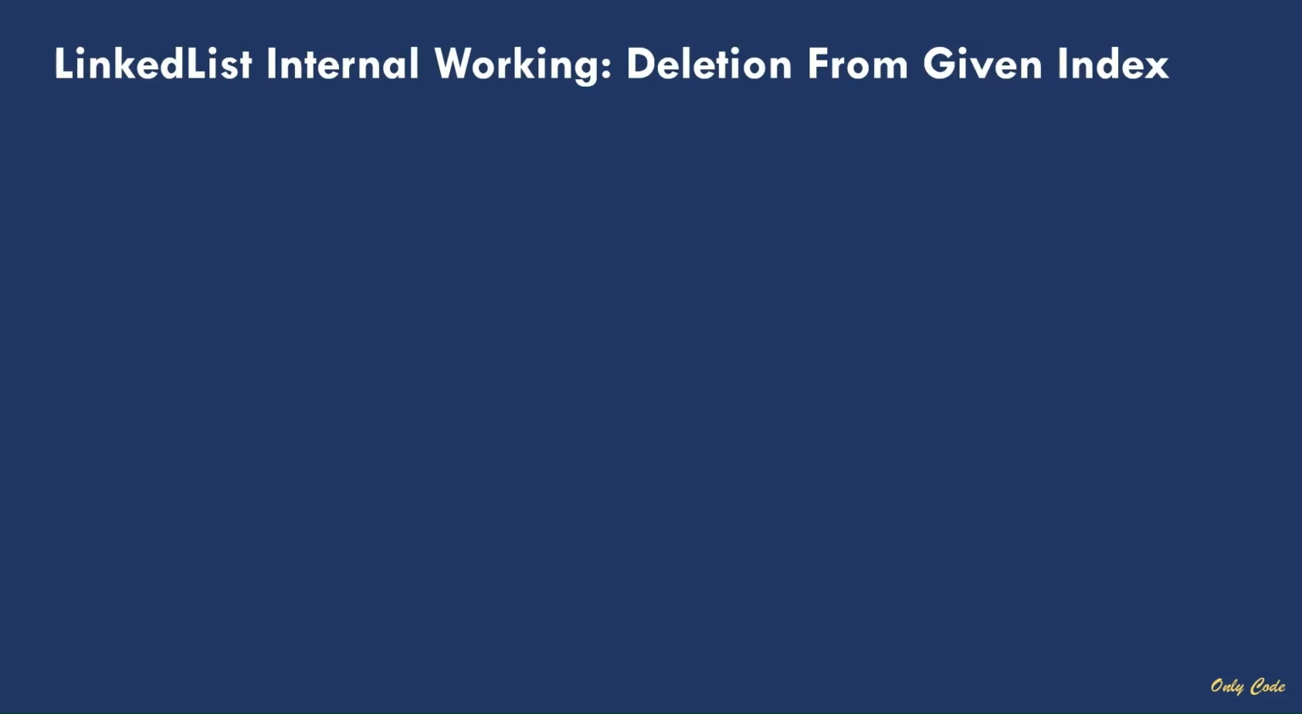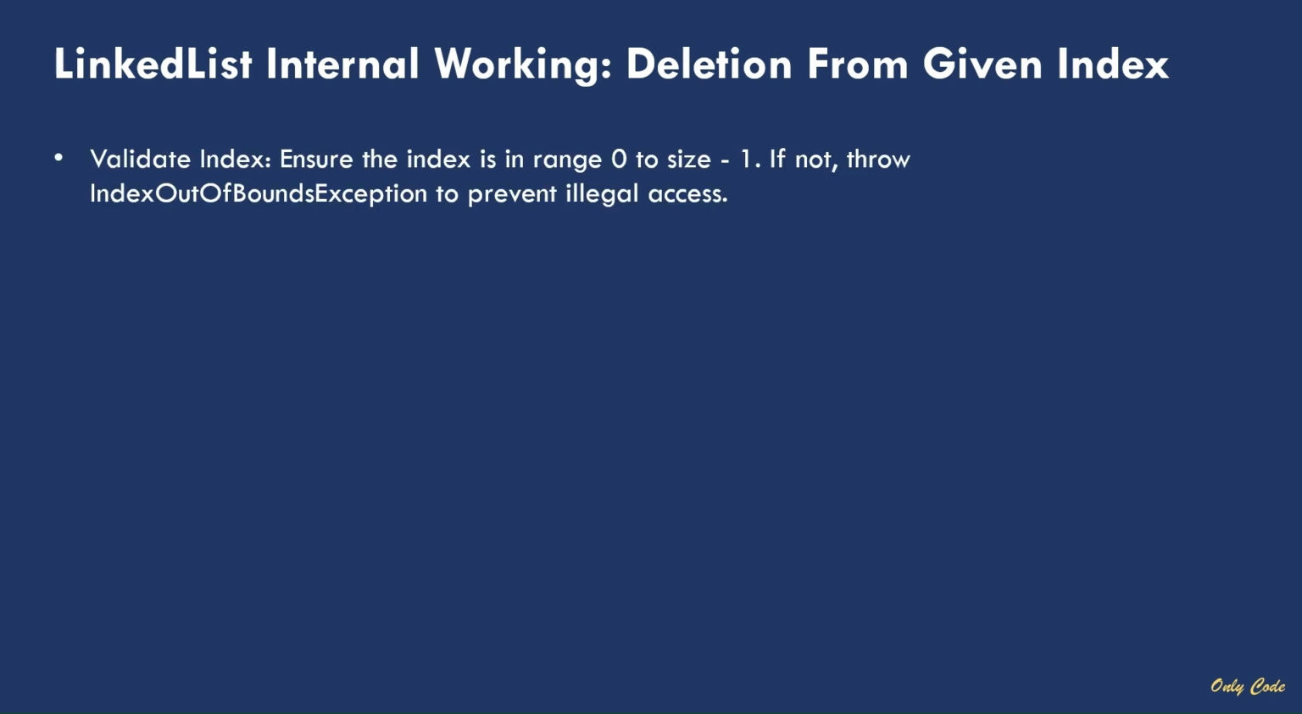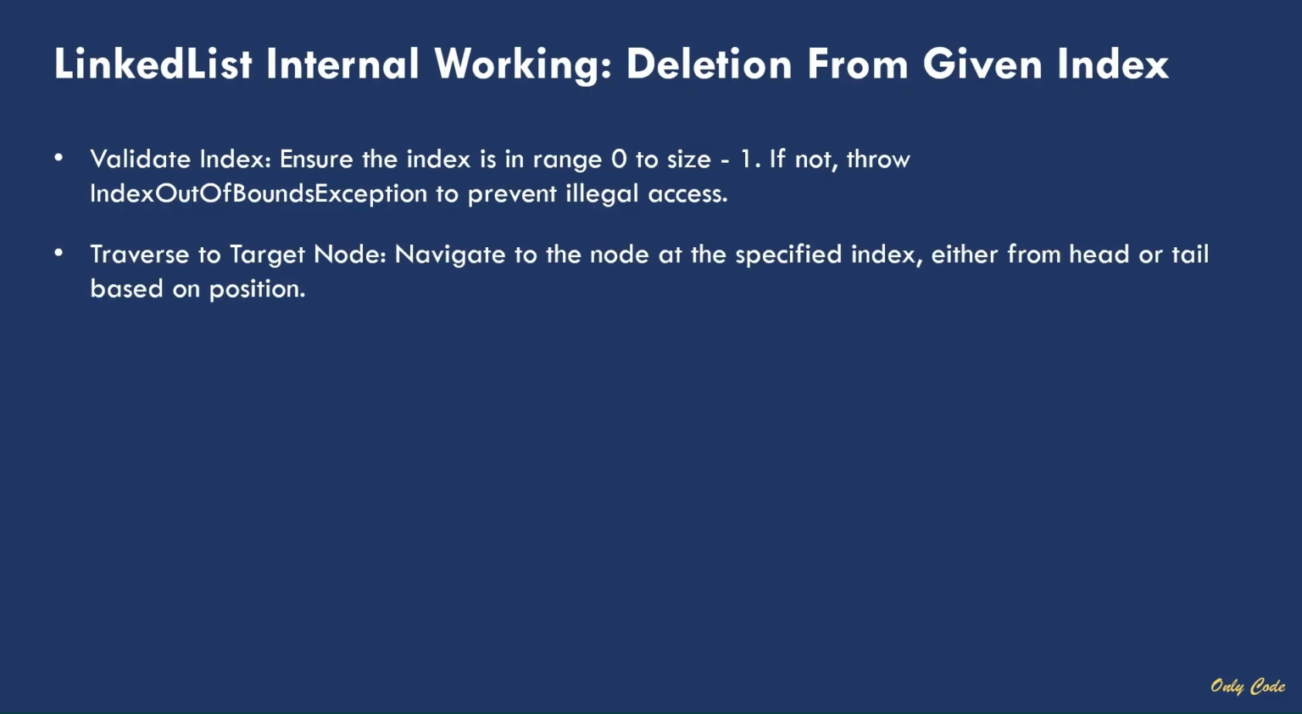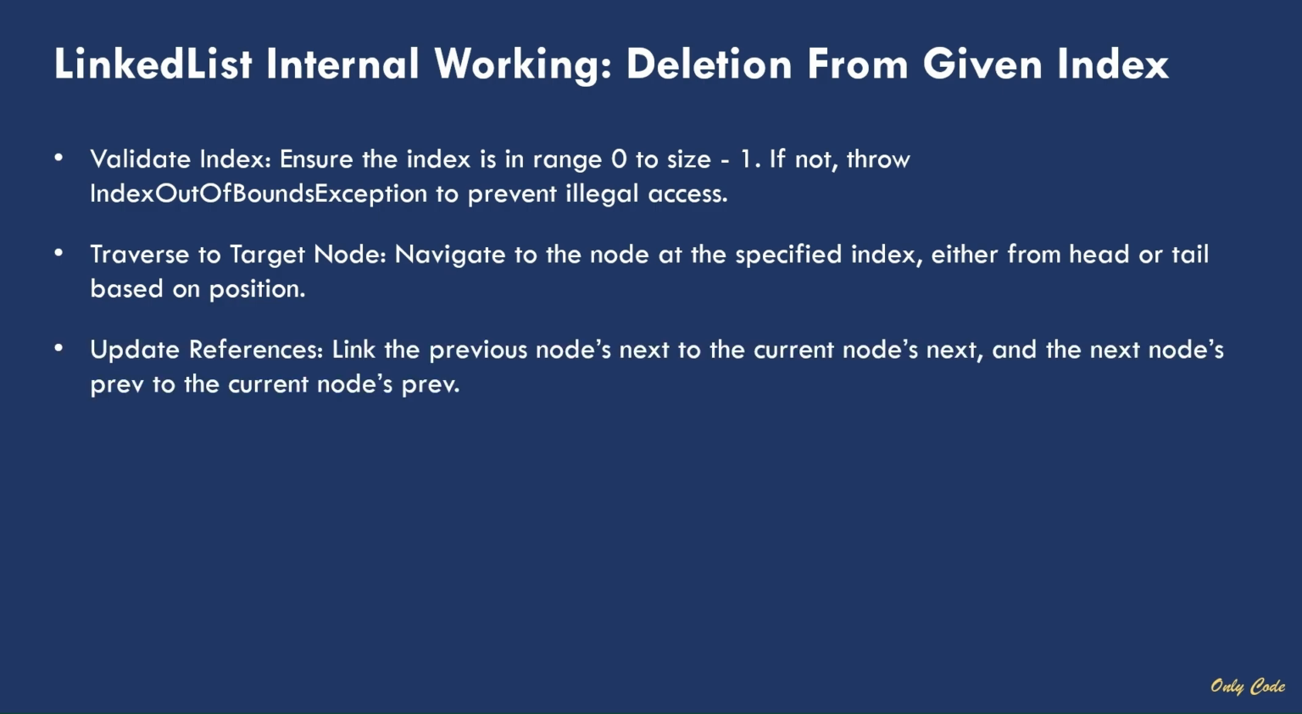Moving on to how a linked list handles deletion from a specific index. Before anything else, the index is validated to make sure it falls within the range from 0 to size minus 1. If the index is out of bounds, an IndexOutOfBoundsException is thrown. Once the index is validated, we navigate to the node at that position. To improve efficiency, the traversal starts either from the head or the tail, depending on which is closer to the target index. Now comes the actual deletion.